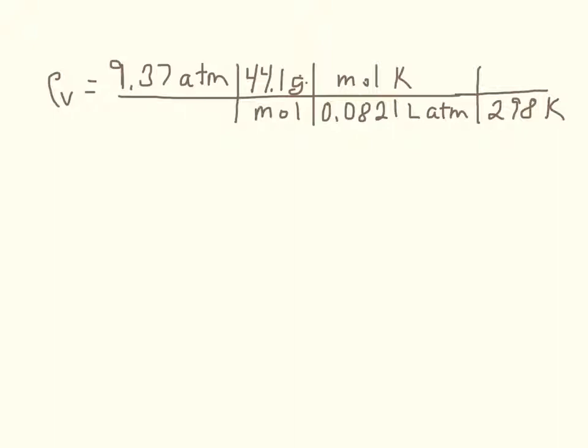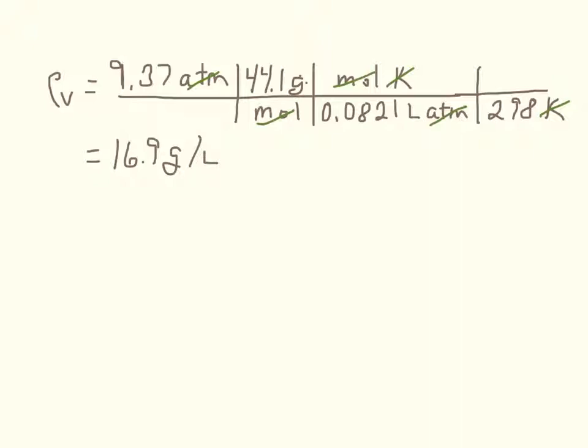Let's check the units to make sure that they work out correctly. Kelvin cancels. Atmospheres cancel. Moles cancel, and I'm left with grams per liter, which is what I wanted. So this is equal to then 16.9 grams per liter.